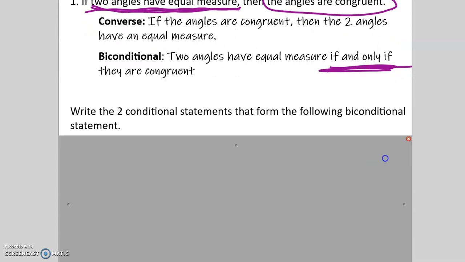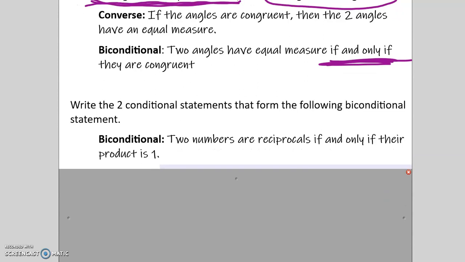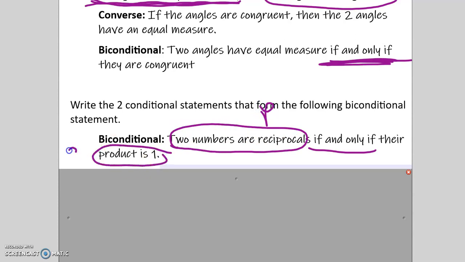Write the two conditional statements that form the following biconditional statement. Now, here's a biconditional statement. Two numbers are reciprocals if and only if their product is one. We know that's what reciprocals are. So now let's break down those two conditionals, or a conditional and the converse. So here's the P, two numbers are reciprocals, and here's the Q.